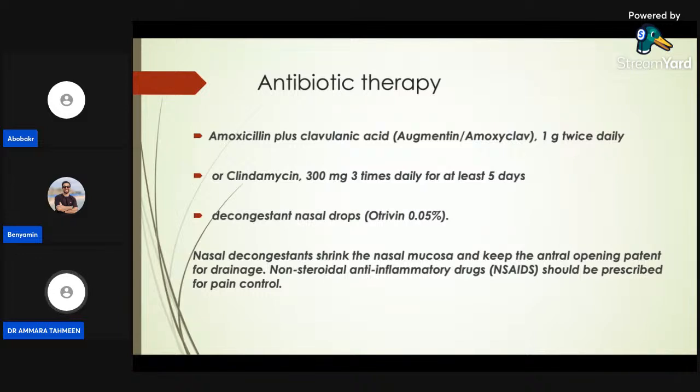So along with this, to avoid the congestion of the nose due to the mucus secretions of the sinus, and for the free flowing of the fluids from the sinus, decongestant nasal drops such as Otrivin, that is xylometazoline 0.05%, are given. After steam inhalation, the patient is advised to use these nasal drops or spray to avoid nasal congestion. This shrinks the nasal mucosa and keeps the antral opening clear and patent for the drainage of the sinus.